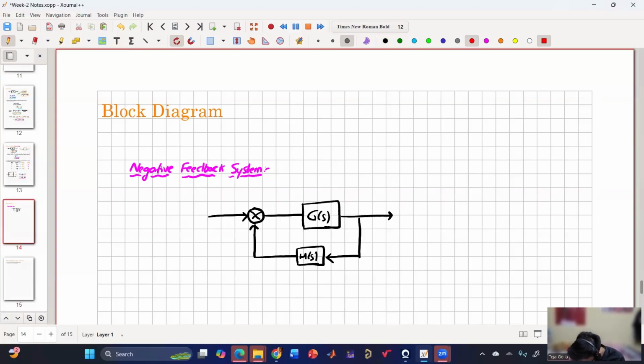So why is it negative feedback? Because this is plus and this is minus, and the input is U of S, output is Y of S. So now I need to calculate Y of S by U of S in terms of G of S and H of S.